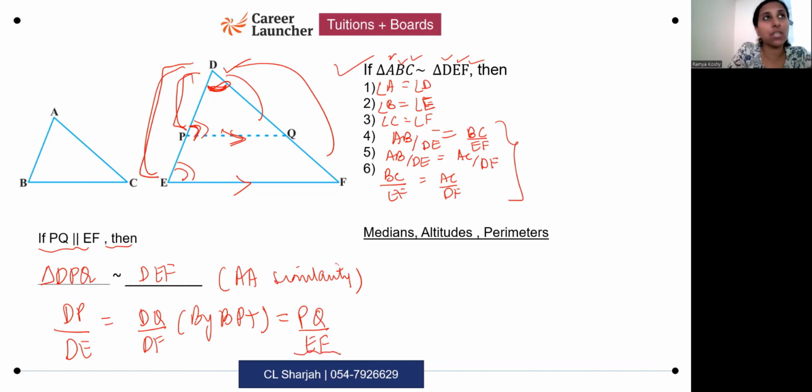Is the reasoning for this BPT? Similarity. These are equal, but not because of BPT. When the base lengths are involved, it is because of similarity. We have discussed this earlier.